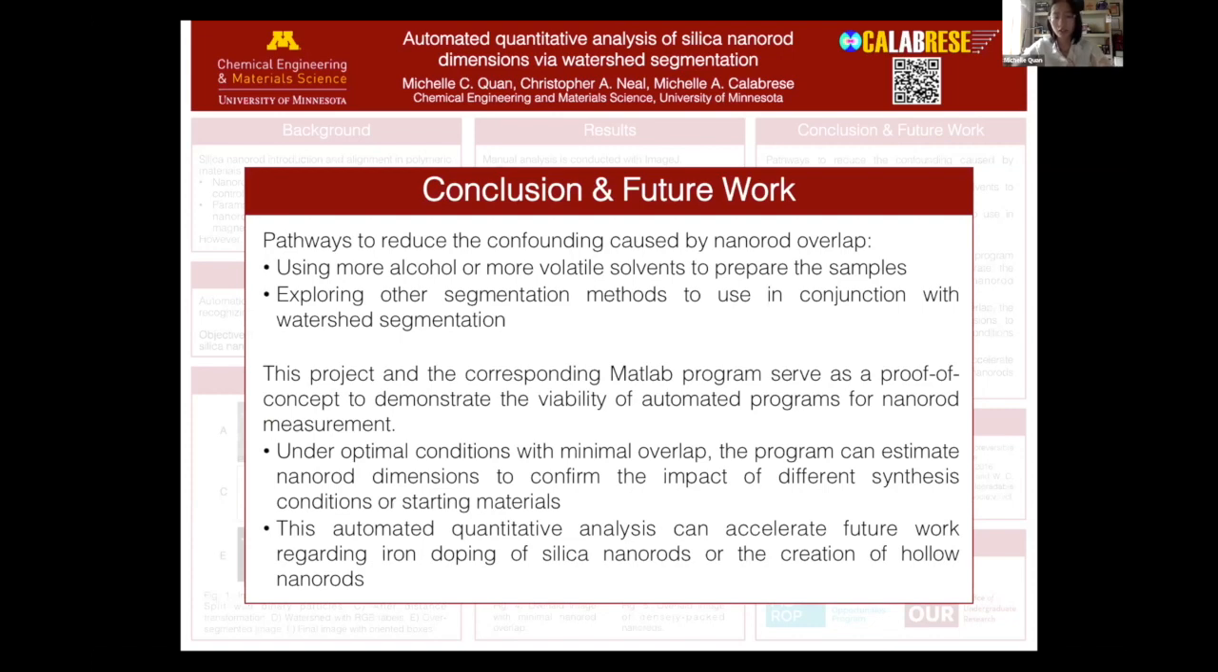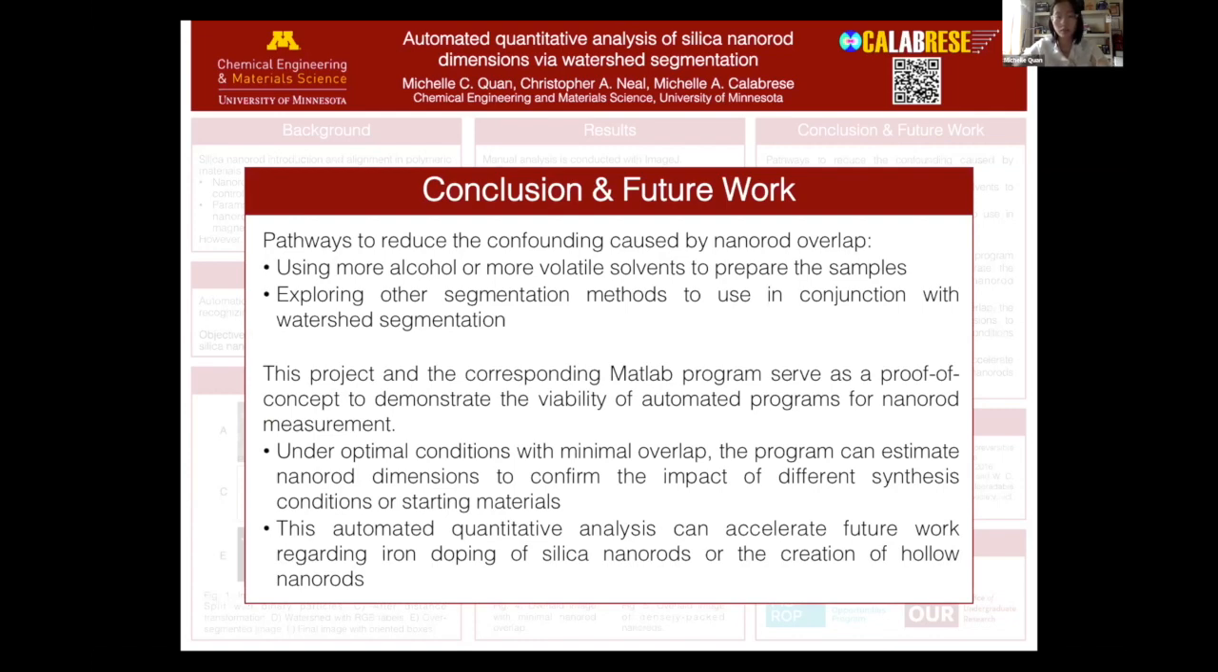The other area of interest with mitigating the overlap issue is to explore other segmentation techniques aside from watershed segmentation. While watershed segmentation was chosen because it has an ability to segment the edges quite well, it doesn't do so well with overlap. A different segmentation technique called contour segmentation has been demonstrated to work for overlapping nanoparticles that are not nanorods. They're more so spherical. However, this should be explored in the future.